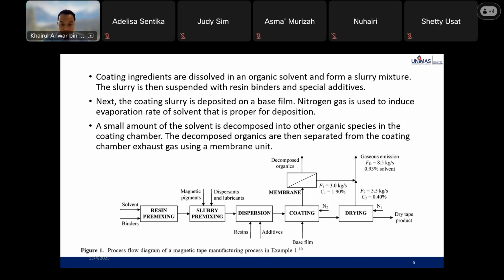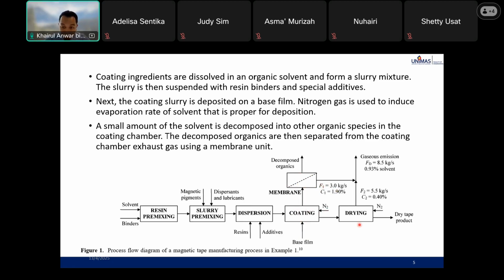Next, the slurry is distributed on a gas film, in which gas is used to induce an evaporation rate of solvent that is proper for deposition. A small amount of solvent is decomposed to other organic species in the coating chamber. The decomposed organic atom is separated from the coating chamber exhaust gas using a membrane. The rotated stream system nitrogen and later with 1.9 organic solvent is denominated at the rate of 3 kg per second.